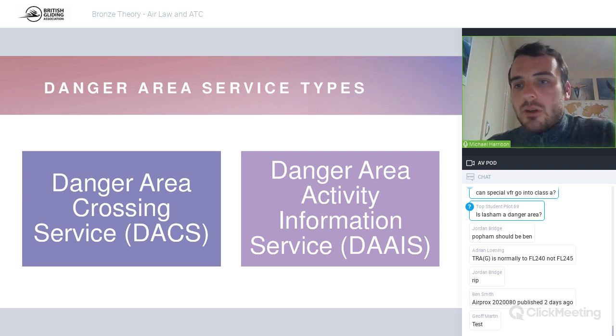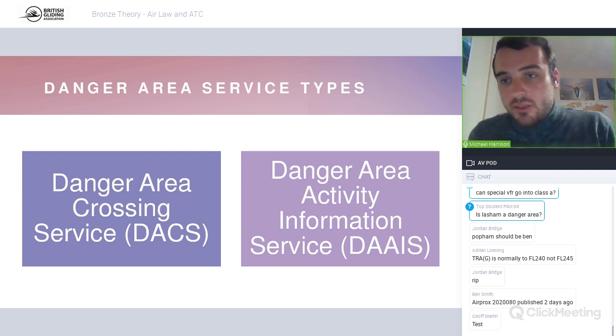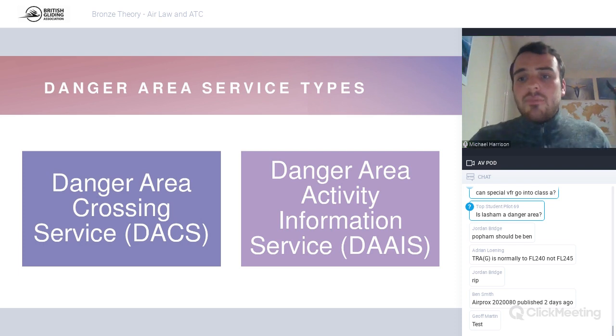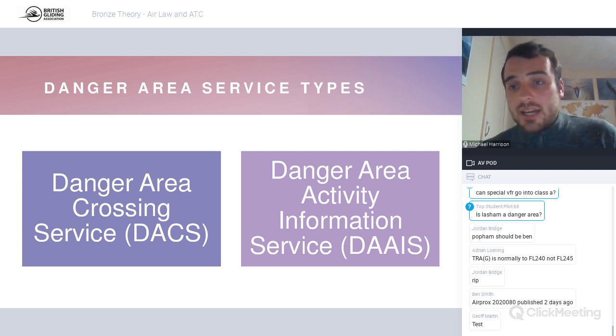So if you look at your charts and you see a danger area, it's anything that's entitled D something, something, something. If it's got a solid outline, the danger area is always there. If it's got a dashed outline, it's activated by NOTAM. So if you're looking at a dashed outline, the first thing to do is check the NOTAMs, find out if it's active or not. If it's not active, brilliant. You've fulfilled your responsibilities as a pilot and you can fly through it.